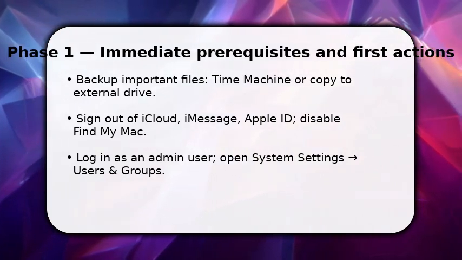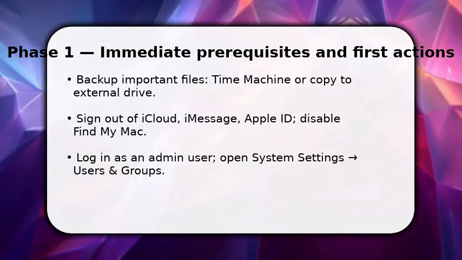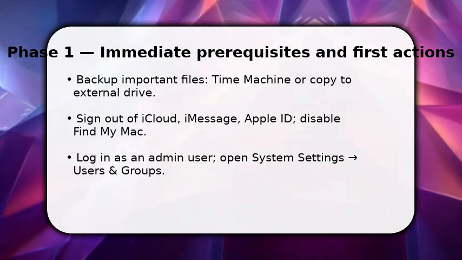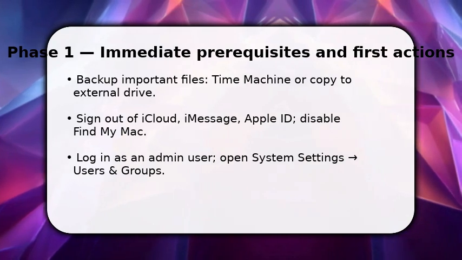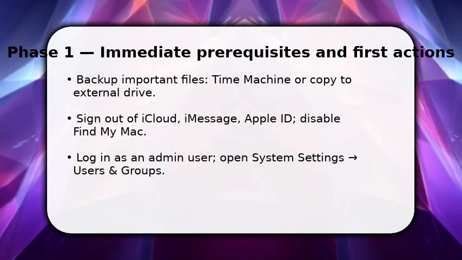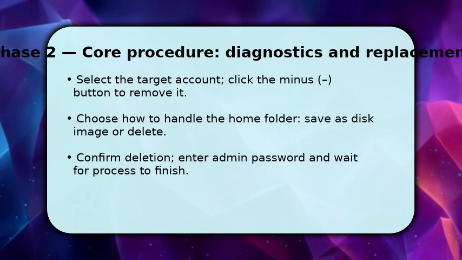Now, open System Settings and go straight to Users and Groups. If you see a padlock at the bottom left, click it and authenticate with your admin password or Touch ID. This first step both grants permission and surfaces the account list you'll act on next. You'll now select the specific user account you want to remove, and then press the minus button to begin deletion.